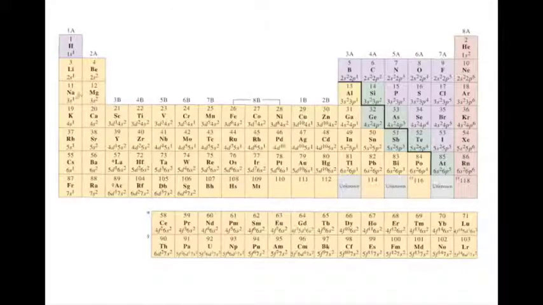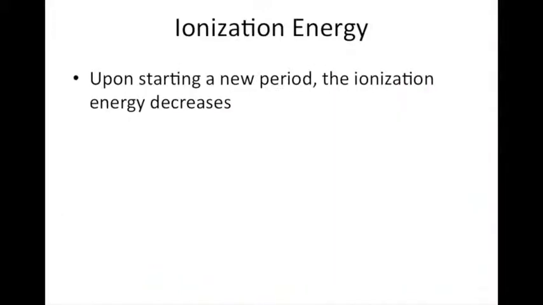You can see that here. Again, we're looking at the valence electron configuration: 2s1, 3s1 for sodium, 4s1 for potassium. So the outermost electron, that's the one we're talking about removing, gets further from the nucleus and it's going to be easier to remove. So what about when we start a new period?